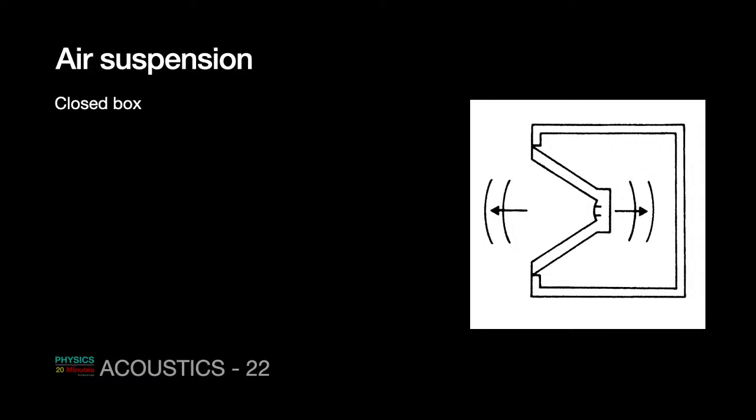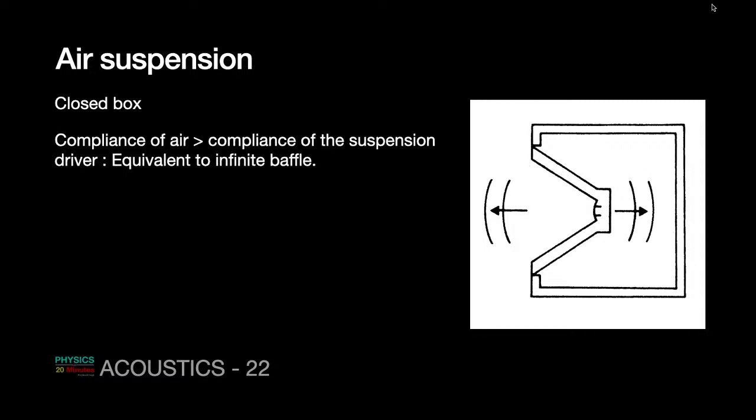Now, if the box is large, much larger compared to the speaker, in that case, the air absorbs almost all the back wave. Whatever back wave goes in, if it's a large volume of air, then almost all the back wave is absorbed. In this case, the air compliance is much greater than the compliance of the suspension. You know what compliance is? Compliance is the reciprocal of stiffness. We spoke about it in the last class. It's the reciprocal of the stiffness.